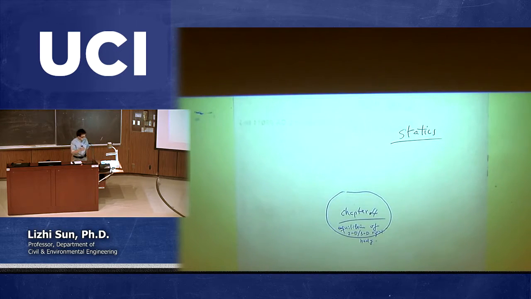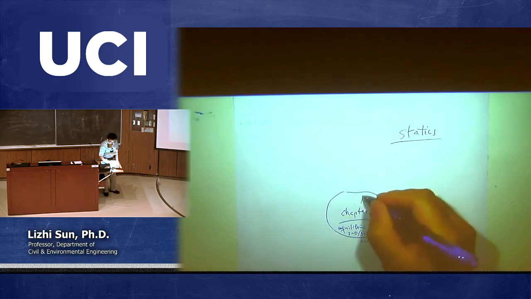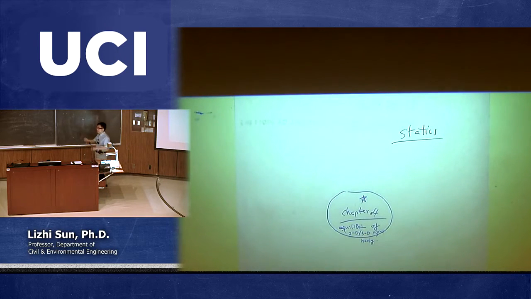Okay? So back to this one, chapter 4, which is the most important part, talking about the free body diagrams and establishing those 3 equations for 2-dimensional rigid body problems or 6 equations for 3-dimensional rigid body problems. So that's the key in this class.